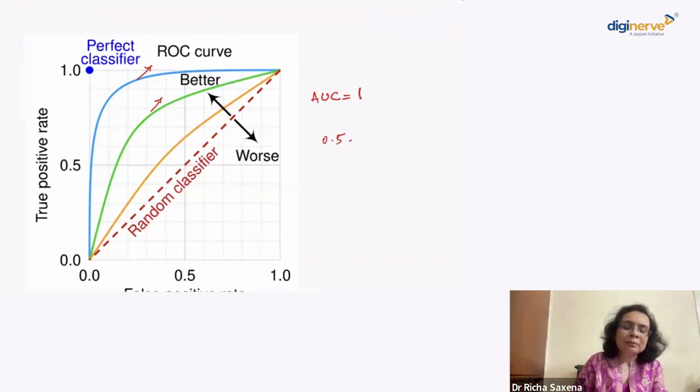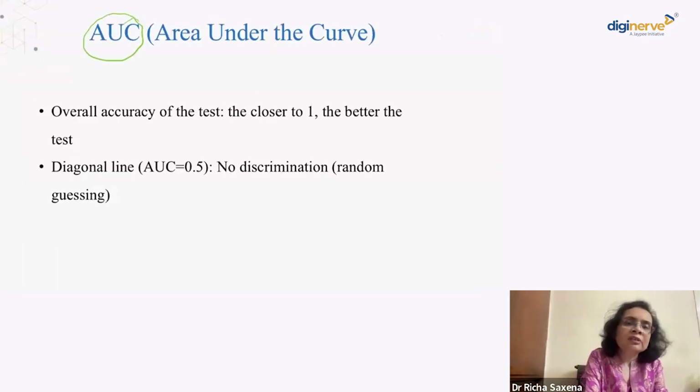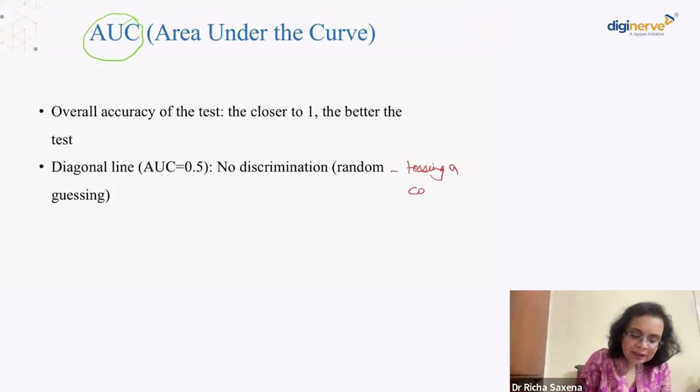which is considered as a random classifier, and that means the test is not at all accurate. It is as good as tossing a coin. So the overall accuracy of the test, the closer it is to 1, the better is the test. And the diagonal line, as we just saw, represents 0.5 area under the curve. So this represents random guessing. This is as good as tossing a coin. So you might as well toss a coin rather than use a test to understand if the patient has the disease or doesn't have the disease.